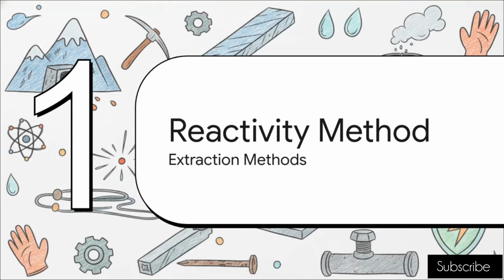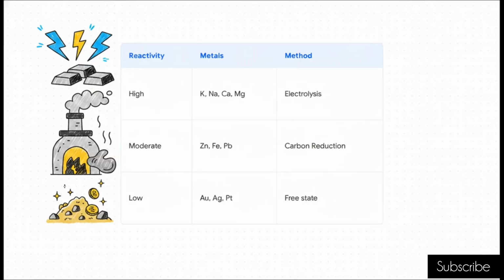All right, Section 3, reactivity dictates the method. Here's the catch though. Not all metals act the same. They have wildly different chemical personalities, which totally changes how we extract them. That carbon trick we just talked about doesn't work for everything.